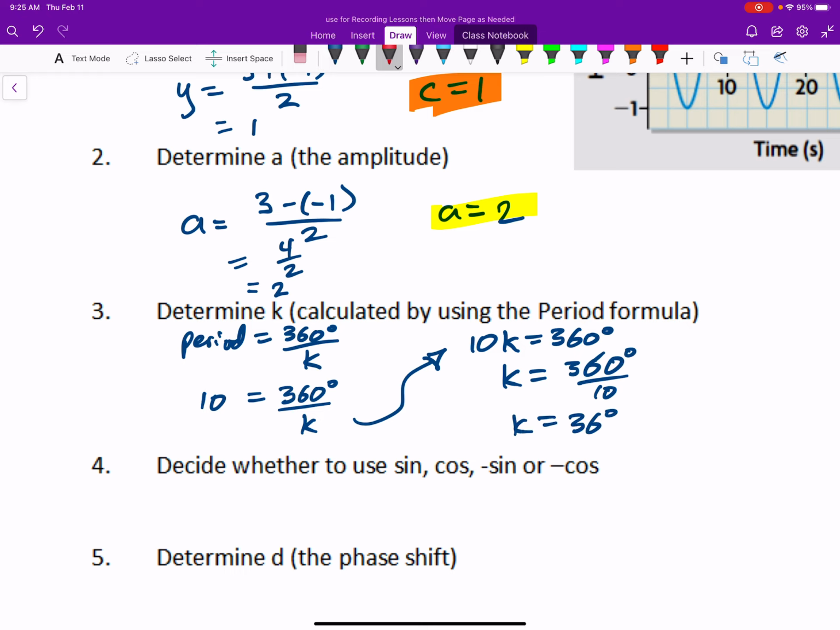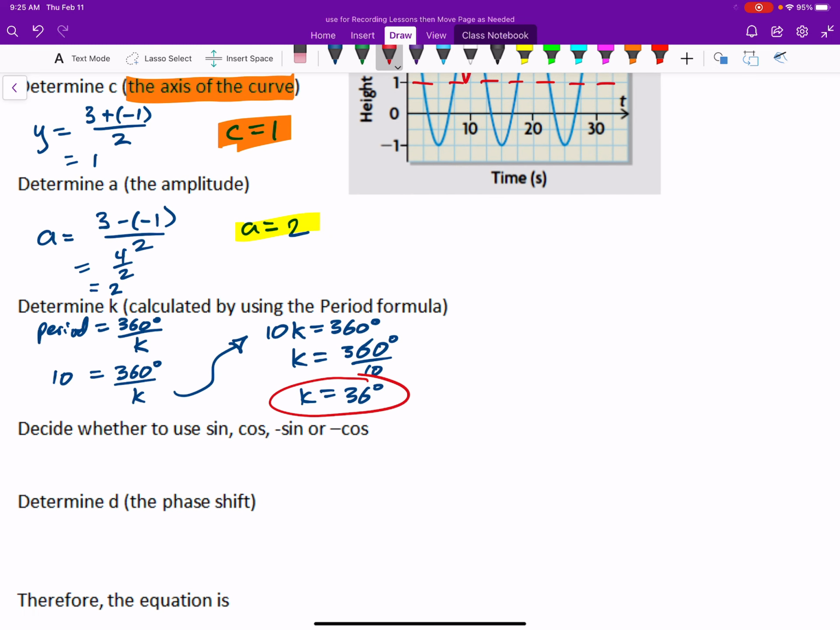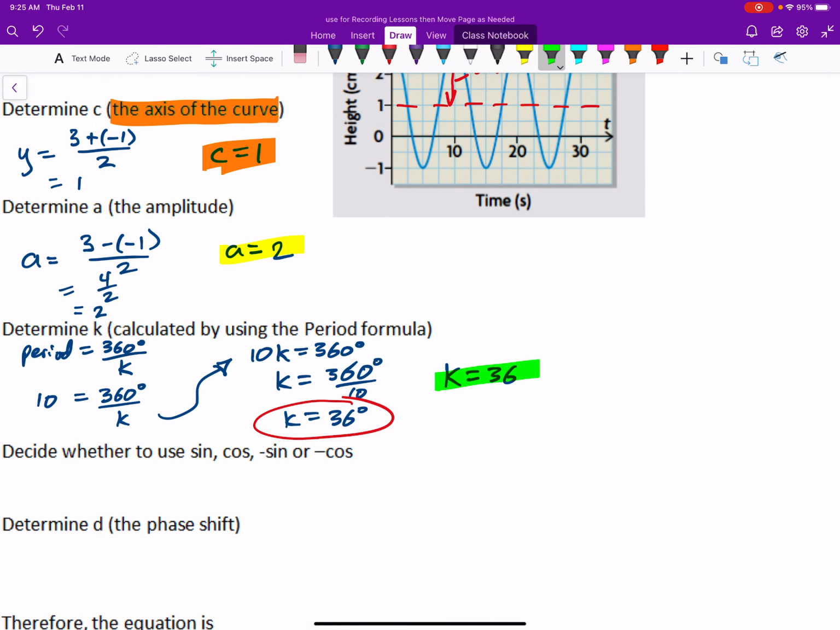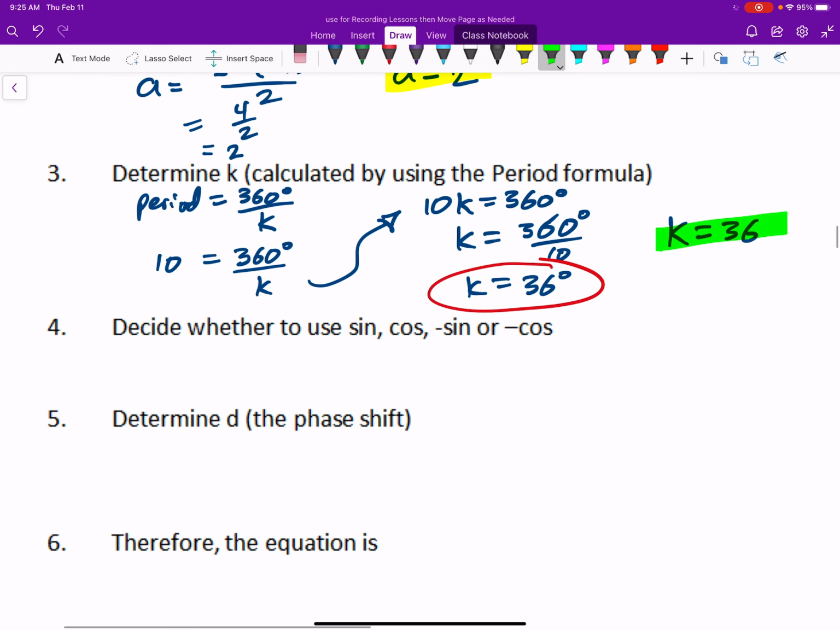I'll be honest, when I'm doing a K value, I don't usually bother to put degrees on it like this, so I might just say K equals 36. So K equals 36. Now I've got 3 out of my 4 values that I need to know in order to write the equation. The last thing I need to know is the horizontal shift. Horizontal shift depends on whether you're using sine or cos, and it says or negative sine and negative cos. I'm not sure. I think I'd stick to just sine or cos.